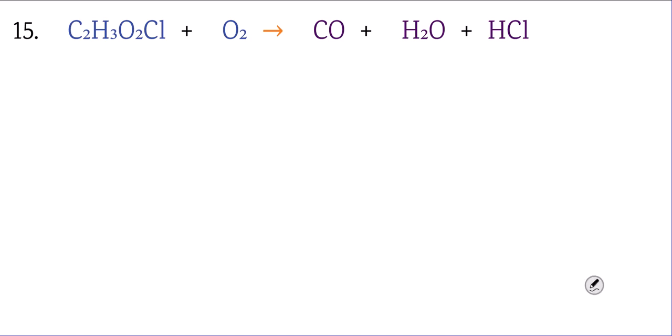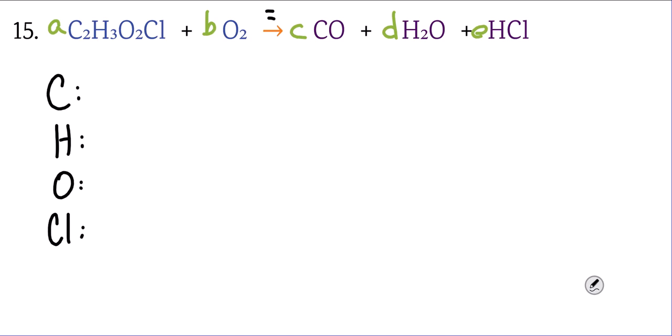We're going to balance this using the algebraic method. First, start by adding variables A, B, C, D, and E because we have 5 chemical species. You're going to create linear equations for each atom type. The equal sign will show up where your yields or produces arrow is.